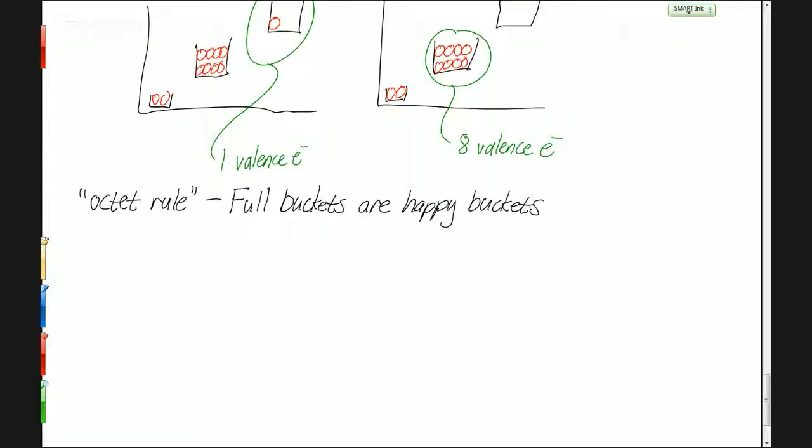Meaning that an atom is going to be more stable if it has a full bucket, a full valence shell, than if it has a partially full one. And you can see this pretty dramatically.